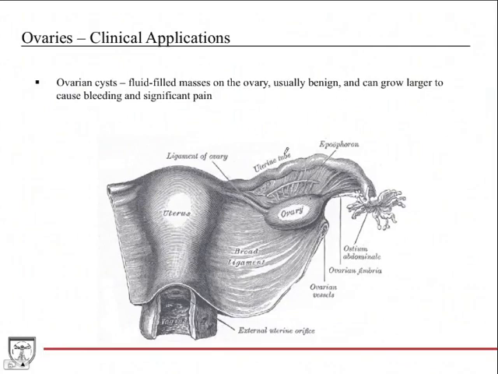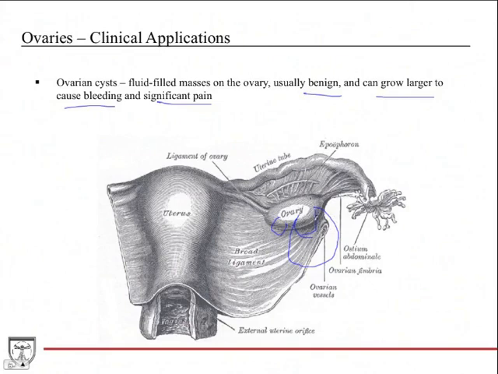Ovarian cysts. Now these are fluid-filled masses that kind of form on the surface of the ovary. You can have a single one or you can have multiple ones. They're usually benign. They can grow larger to cause bleeding and significant pain, and that's just through a mass effect. So if you have a little one, it's probably going to be asymptomatic. If you have a larger one that kind of grows like this, again, it can kind of press on different pelvic nerves or cause torsion on the ovary, which can lead to significant pain. And if these get big enough, they're going to need to come out.